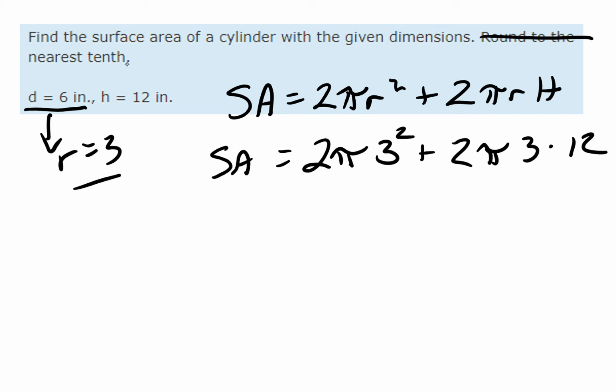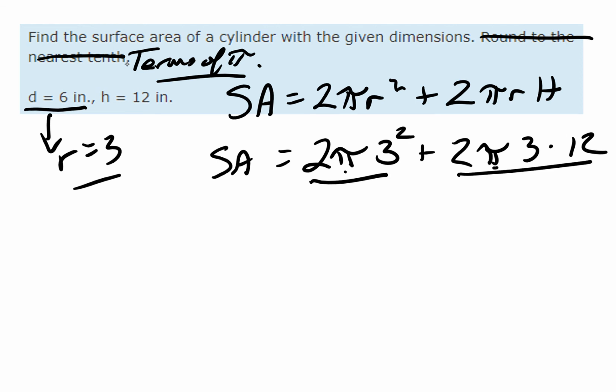Now, let's say they don't want that. They want you to leave it in terms of pi. They're allowed to ask you to do that, and I just want to show you what you would do here. You just calculate what this is without the pi, and you tack the pi on at the end. 3 squared is 9. 9 times 2 is 18. So we end up with an 18 pi here. And here, 2 times 3 is 6 last time I checked. 6 times 12 is 72.